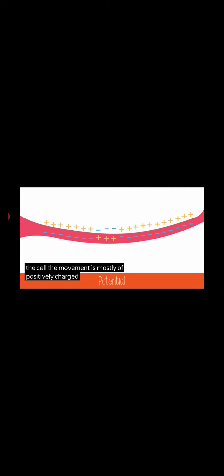So in our body, we do not have the normal flow of electricity like through a cable. We have the flow of electricity as a movement of ions. This is a very important concept. The movement is mostly of positively charged ions, not negatively charged electrons like you might imagine.